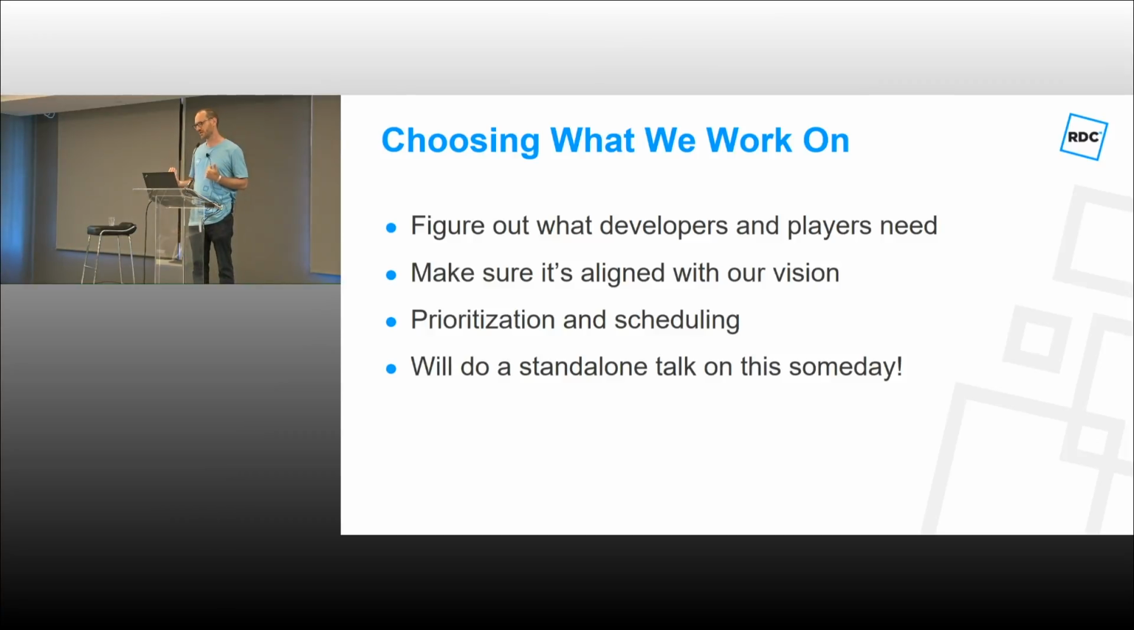But the short of it is we figure out with a dialogue between Roblox and our community of developers and players what are the important things we need. We figure out which things are aligned with our big vision. And then when it comes to scheduling, to plan when we want to ship stuff. So again, big talk on that someday. Look out for that at another RDC. So what I'm going to do now is walk through a couple examples of how we shipped things and give you guys some insight into that process.